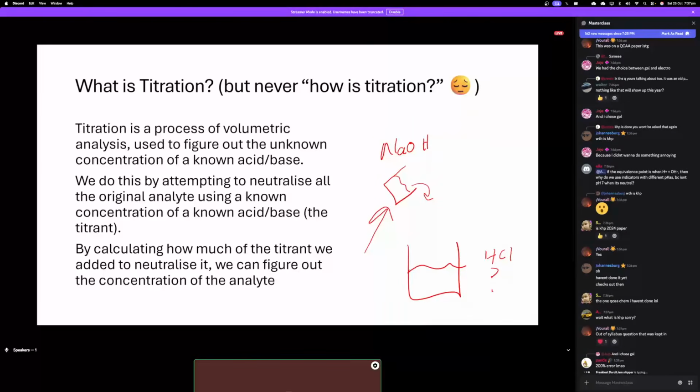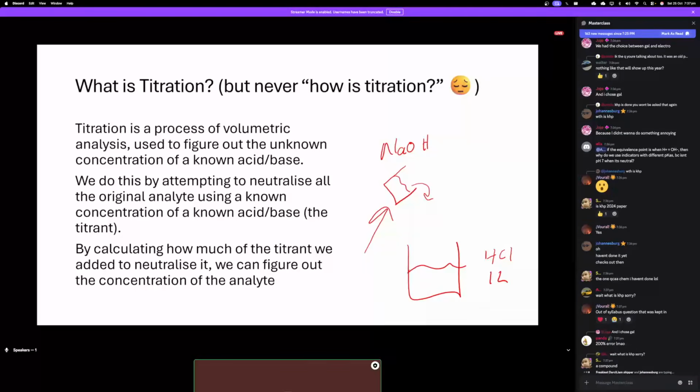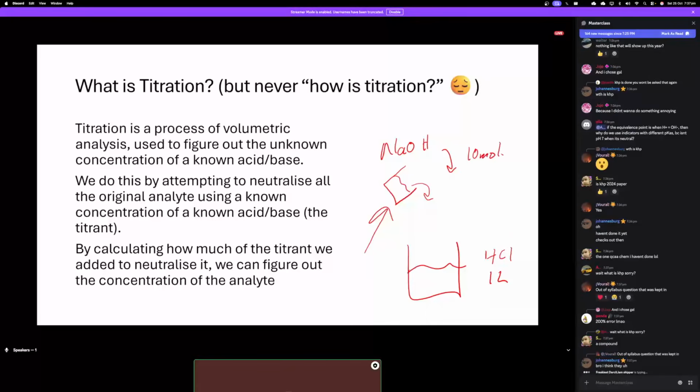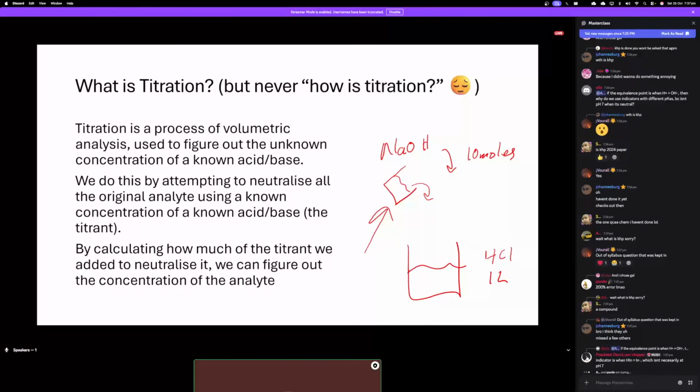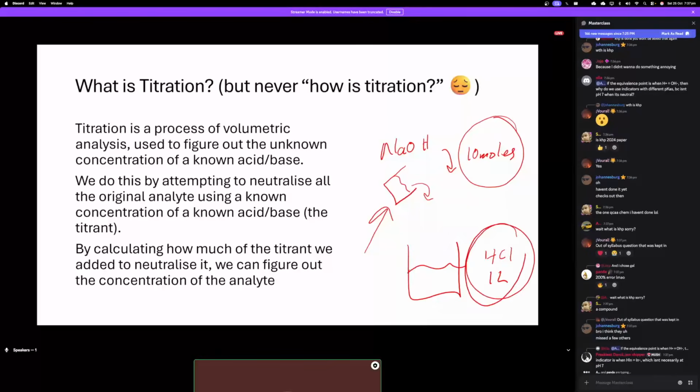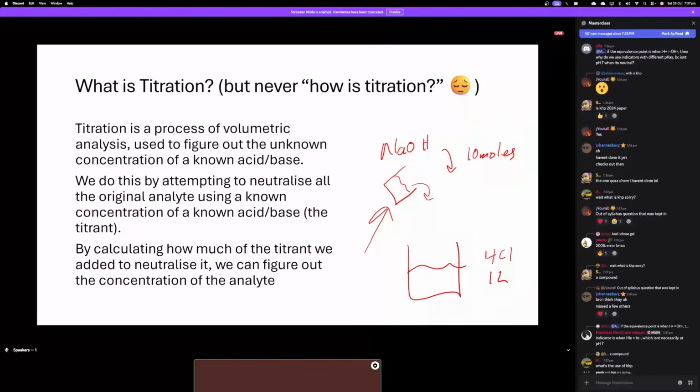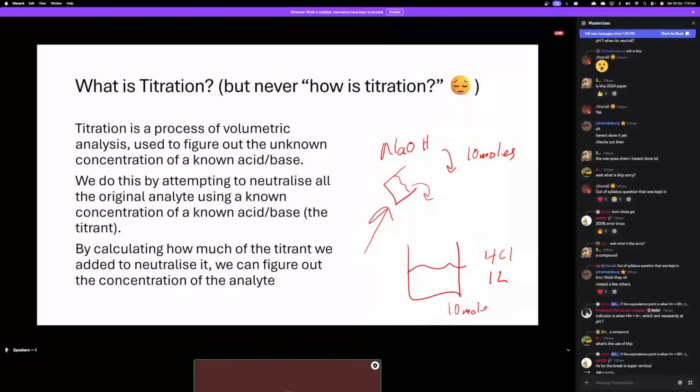So let's say there is 1 liter of HCl, and let's say I add in maybe 10 moles of NaOH. Well, that means if 10 moles fully neutralize my HCl, then I must have started with 10 moles of HCl, right? And so if it's 10 moles in 1 liter, then the concentration will be 10 molar, right?